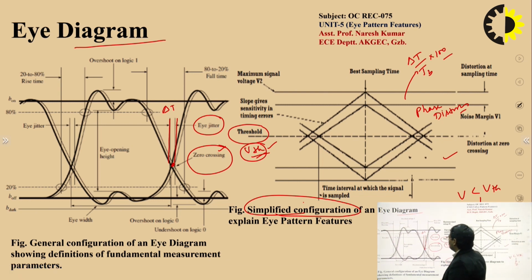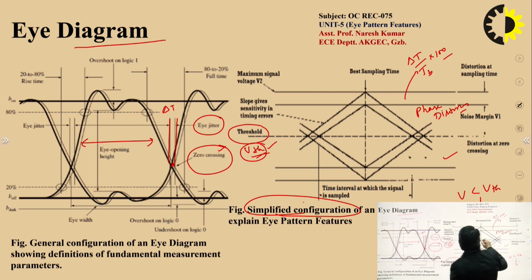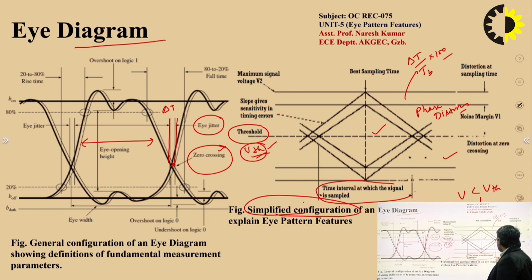Next feature is width of the eye. This is the eye width. So eye width basically tells us about the time interval at which the signal can be sampled without ISI. That is, in this duration, we can take the sample of the signal without inter-symbol interference. So this is the significance of width of the eye.